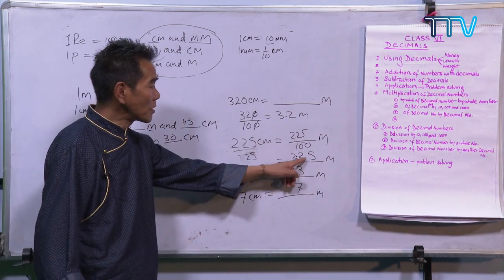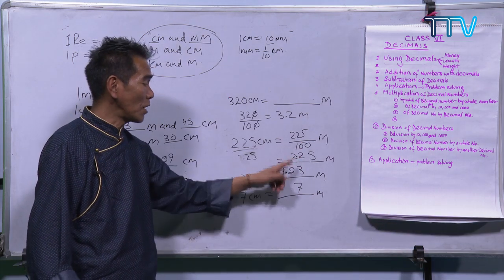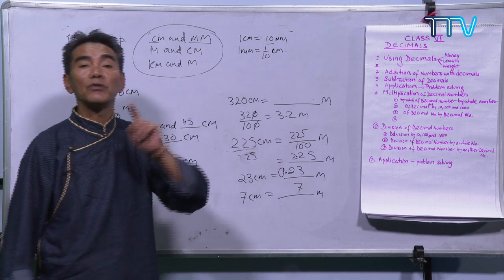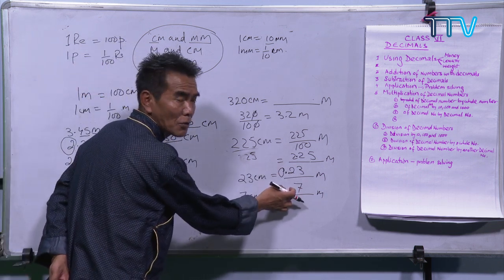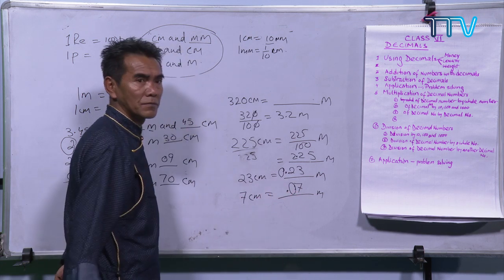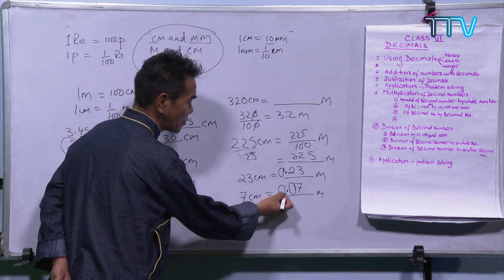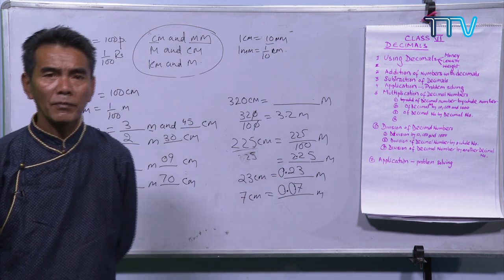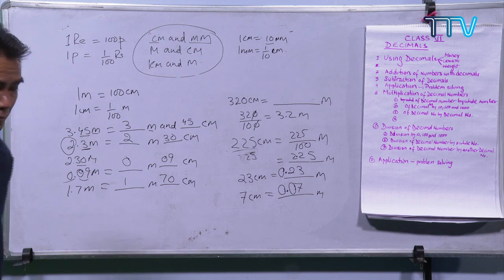The first number, the second number, the denominator, you put 0. And then write a decimal point. So 0.07 meter, or you can write 0.07 meter. Okay, so that is the conversion.